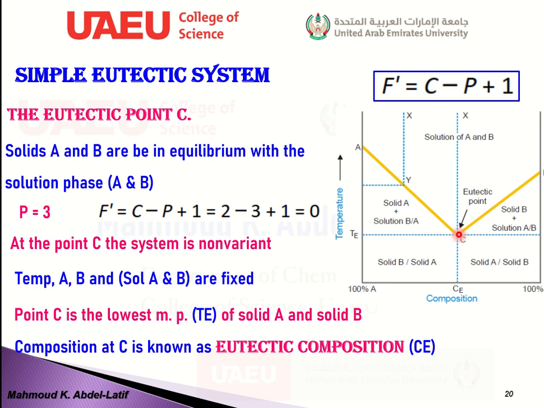If you'd like to define it, you could say that it is the point at which three phases are present in equilibrium with each other: solid A, solid B, and the solution of both. And at that point, the system is invariant. You cannot change any macroscopic variable to keep that equilibrium.